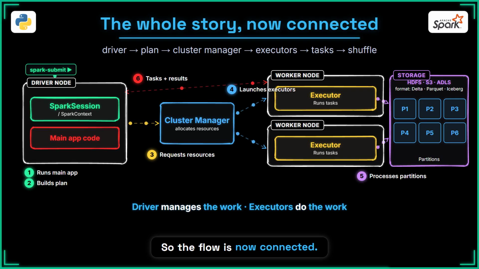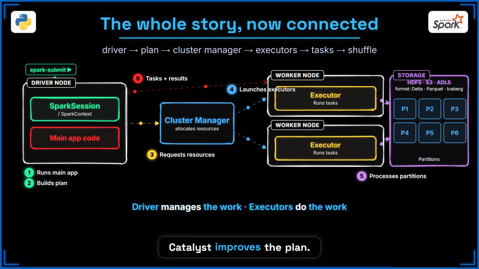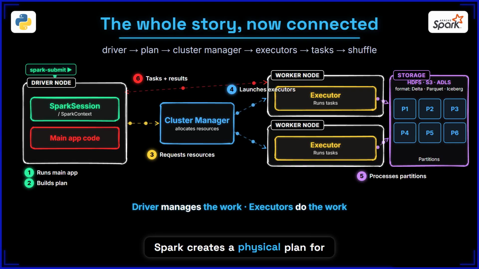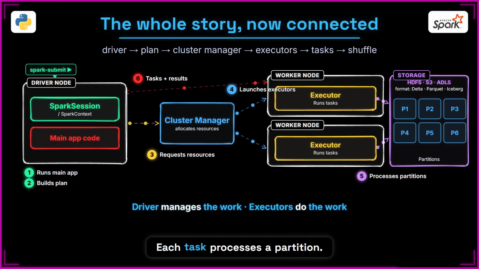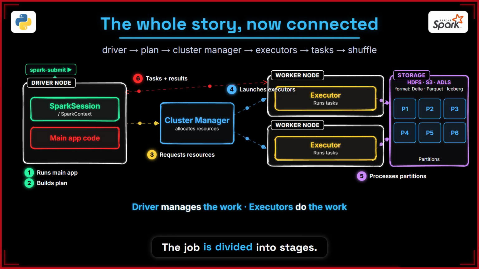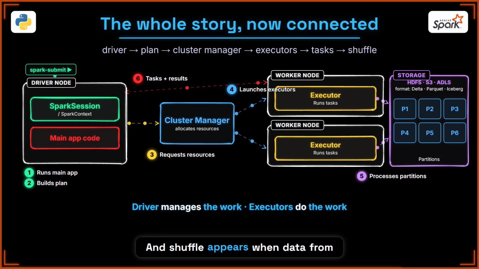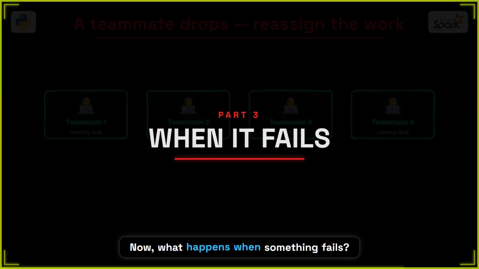So the flow is now connected. The driver understands the work and creates the plan. Catalyst Optimizer improves the plan. Spark creates a physical plan for execution. The driver gets capacity from the cluster manager. Executors receive tasks. Each task processes a partition, an action triggers a job, and the job is divided into stages, and shuffle appears when data from separate partitions needs to come together.